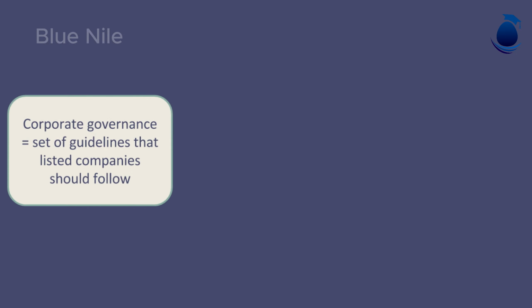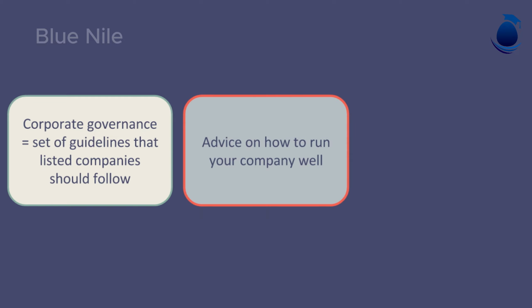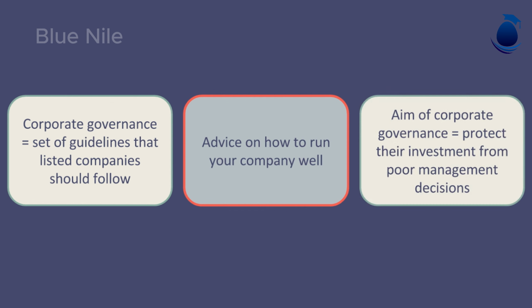Corporate governance is a set of guidelines that listed companies should follow. It is quite simply advice on how to run your company well. The aim of corporate governance is to allow these companies to operate in the shareholders' interests and help protect their investment from poor management decisions.